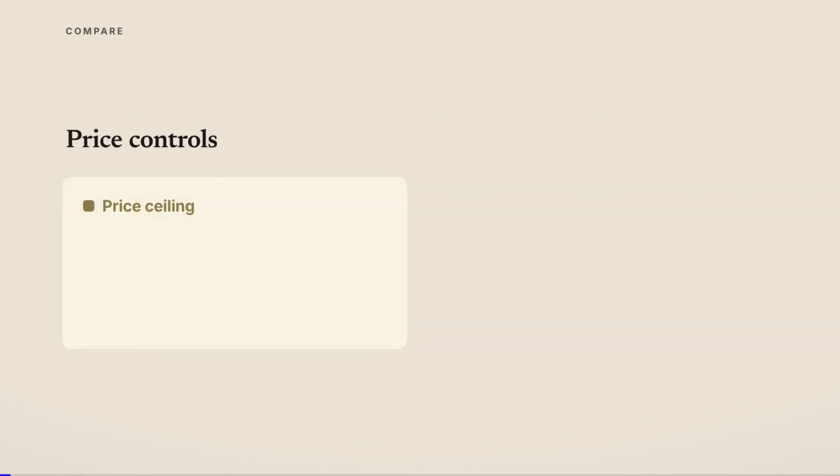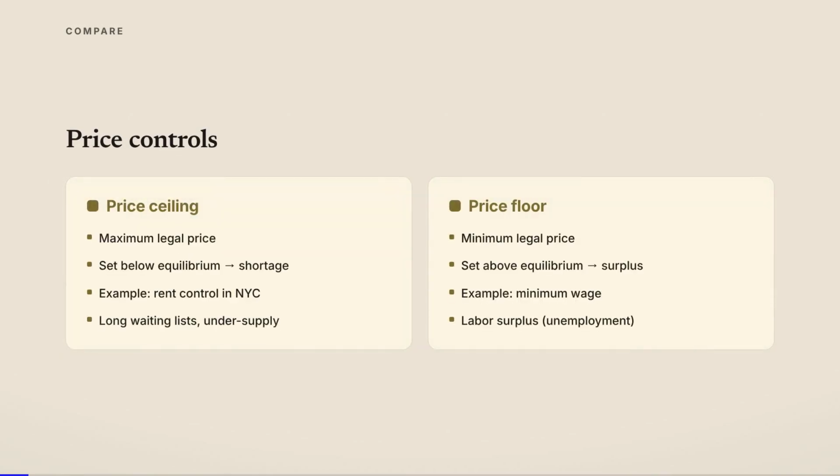So far, we've talked about free markets where prices adjust naturally. But sometimes governments step in and set prices artificially. These are called price controls, and they come in 2 varieties: price ceilings and price floors.